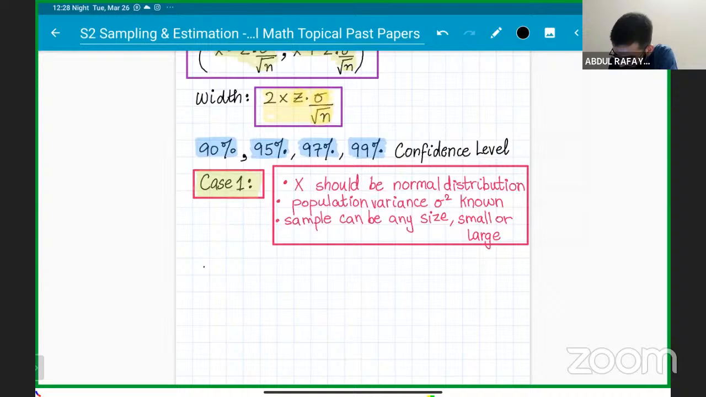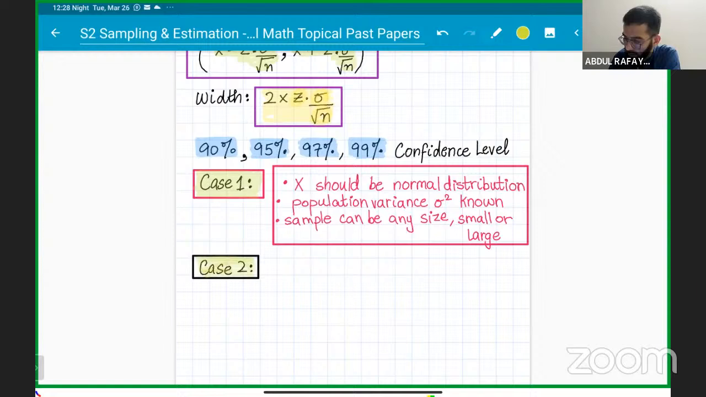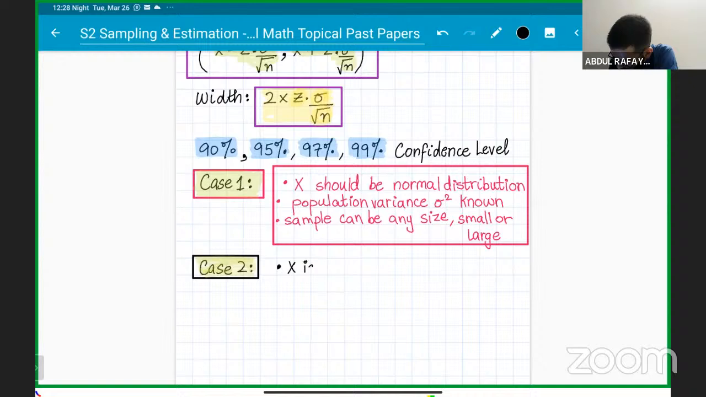What we need to understand ki hamare paas jo case number two hai, jo ke main niche likh deta hu. Case number two ka apply hoga ke iska opposite hoga. So when we talk about case number two, in case number two, the distribution is not normal. Definitely X can be any distribution. So we can write it down ke the distribution X is not normal.